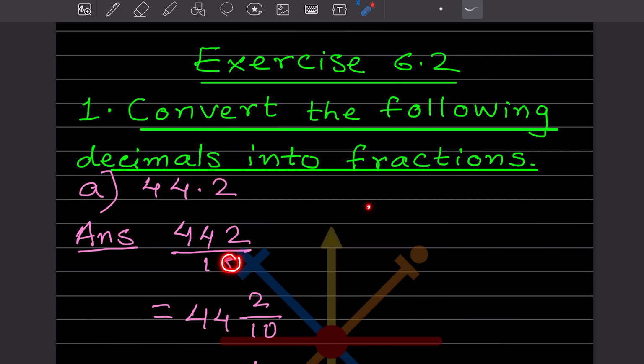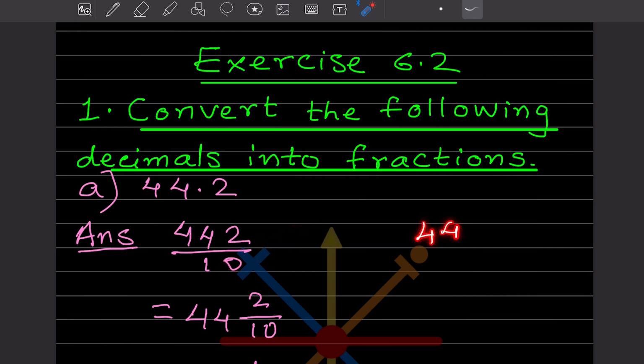If there are two numbers after the point, we will divide it by 100. Now see here, we got 442 divided by 10. So now this decimal is gone. After that, what we have to do is simplify this number further.